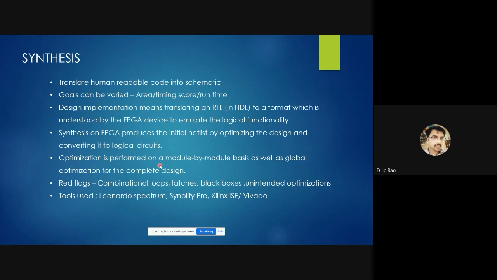Synthesis, I already spoke about this, is to translate the Verilog, VHDL or SystemVerilog code into a schematic format. Here we can have varied goals. It can be area, timing score, or runtime. Based on that, we need to synthesize. You need to define the goals, the objectives, and the constraints in such a way as to synthesize the code into a schematic. During synthesis, the tool has several switches or knobs that it can turn to optimize the circuit and then come out with the best possible implementation of the digital circuit that you have just defined.